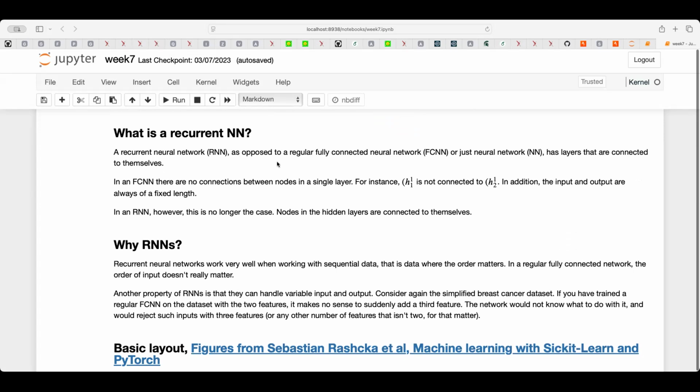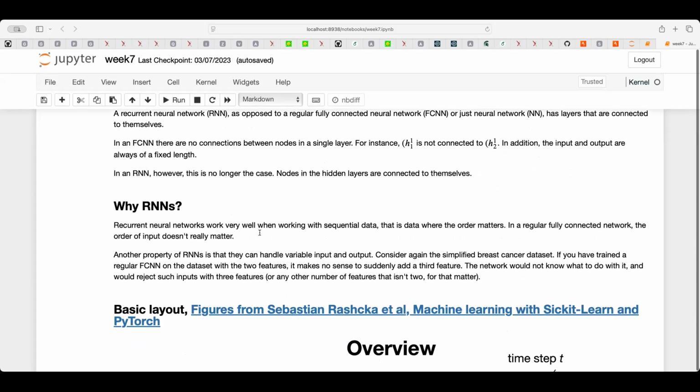So a recurrent neural network, as opposed to a regular fully connected neural network, has layers that are connected to themselves. And when we look at the details of the code, you're going to see these differences more clearly. So these work very well with sequential data. One of the drawbacks, particularly for the back propagation through time algorithm, is that it is very expensive when it comes to the number of cycles.